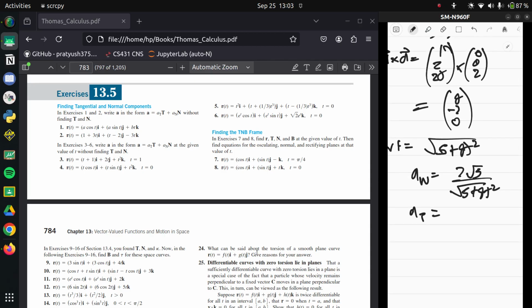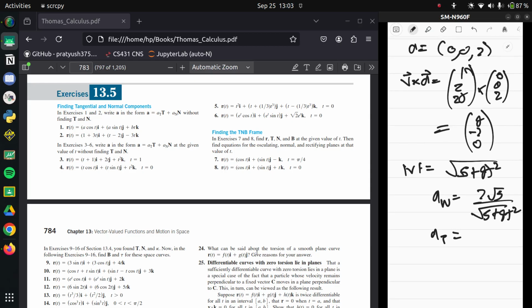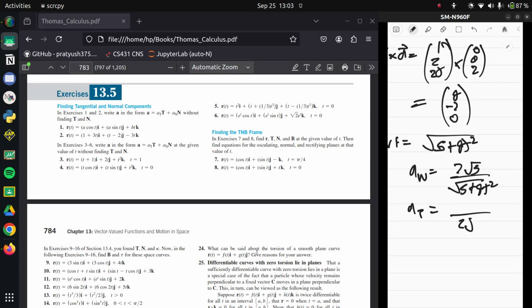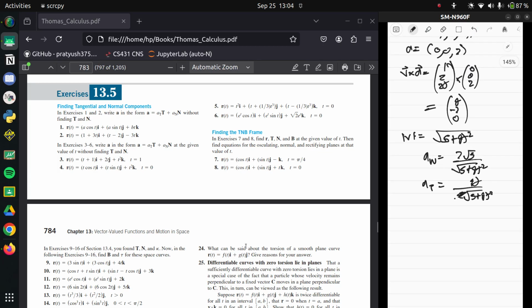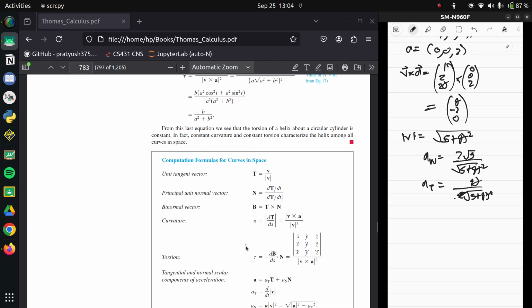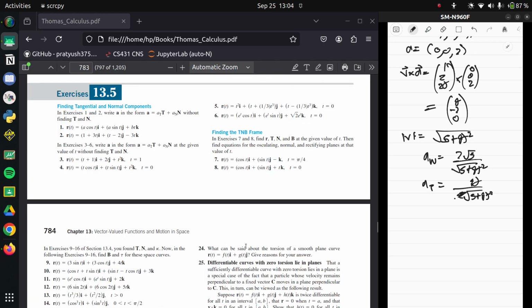Tangential acceleration is just like what? Okay, so how do you find the tangential acceleration? It's just dv by dt. So just take the derivative of that, square root of 5 plus 4t squared, and that 2 is going to get cancelled anyway, so just 8t. Not 8, just 4t, sorry. That's what the tangential acceleration is. So we just take dv by dt, that's pretty much it. That was the formula, right? Okay, so tangential acceleration, we figured it out.